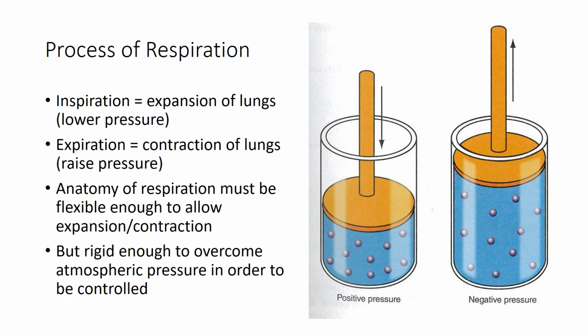As we study the anatomy of respiration, we'll see both hard structures that provide the respiratory apparatus with enough structure to resist air pressure in the outside world, but also enough flexibility to allow us to change the sizes of the lungs in order to create these positive and negative air pressure flows.